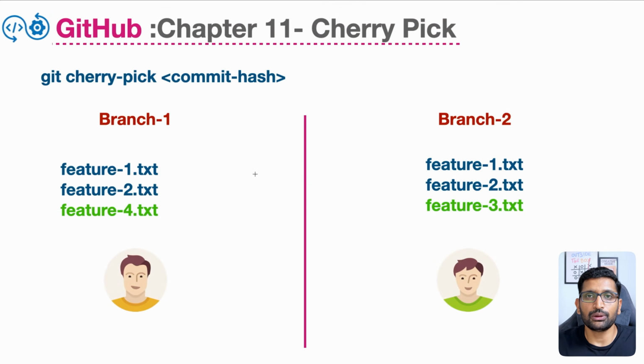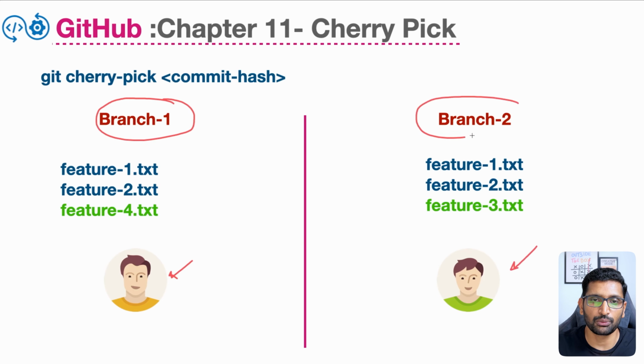So here on the screen, you can see there are two developers on the left-hand side working on branch 1, and there is another developer who is working on branch 2. Initially, when they cloned or started with their code, they only had two files, feature 1 and feature 2, in both of their branches. But they have divided their work, and the first developer, working on branch 1, has decided to work on feature number 4.